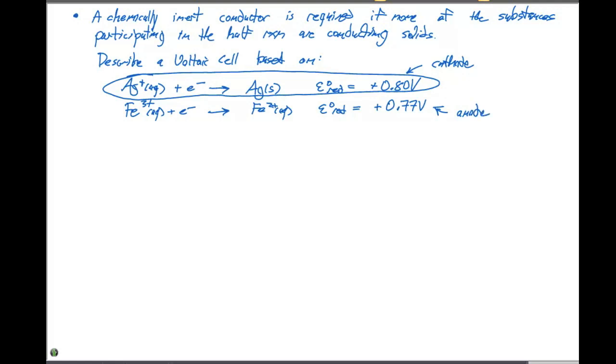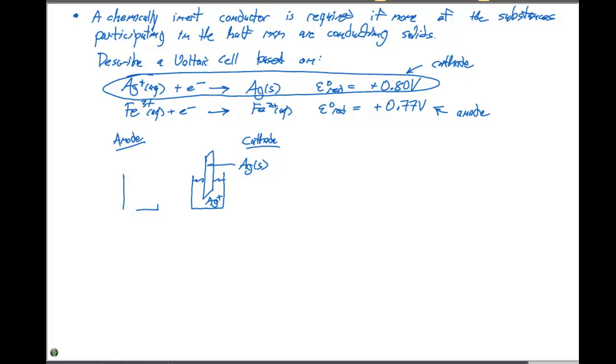If we're setting up this cell, we have the anode over on the left and the cathode over here on the right. We set up the cell with two beakers, and the cathode material is going to be the same as the previous example, where we have silver solid immersed in silver ions in solution.